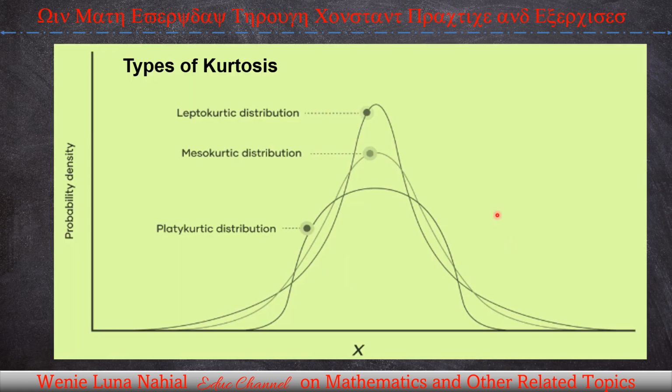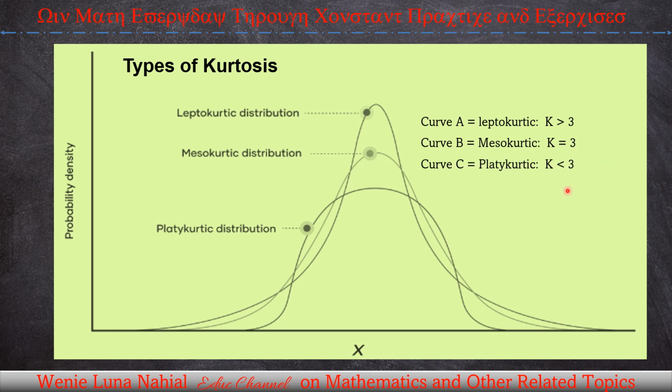Now, these are the types of kurtosis. We have leptokurtic distribution, mesokurtic distribution, and platykurtic distribution. When you say leptokurtic, our kurtosis value is greater than 3. If our kurtosis value is 3, we call that one mesokurtic. And if the kurtosis value is less than 3, that is platykurtic. So you can see the graph here that it is leptokurtic, this one. The tail is right here. That's high.